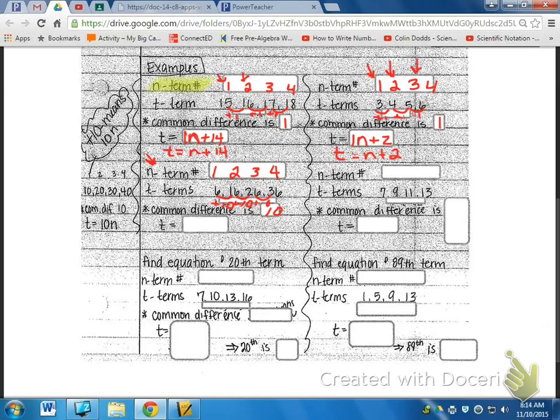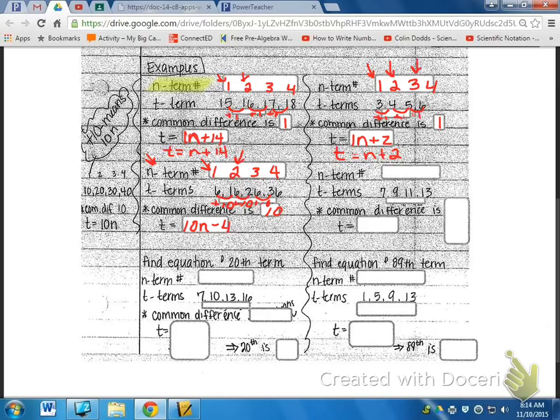So my equation then goes t equals 10 times n. All right, you look at term 1. Term 1, n is 1. So 10 times 1 is 10. Where do I need to be for my first term? What is it? 6. How do you go from 10 down to 6? Minus 4. So I think the equation is 10n minus 4.